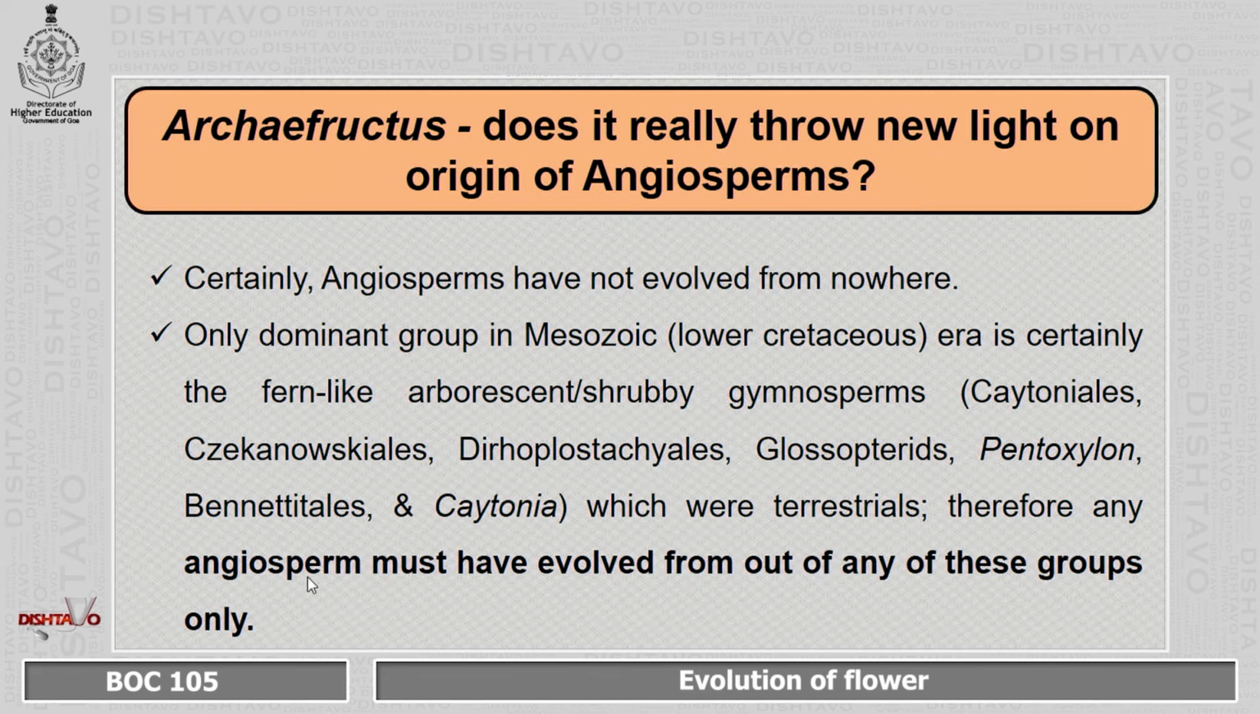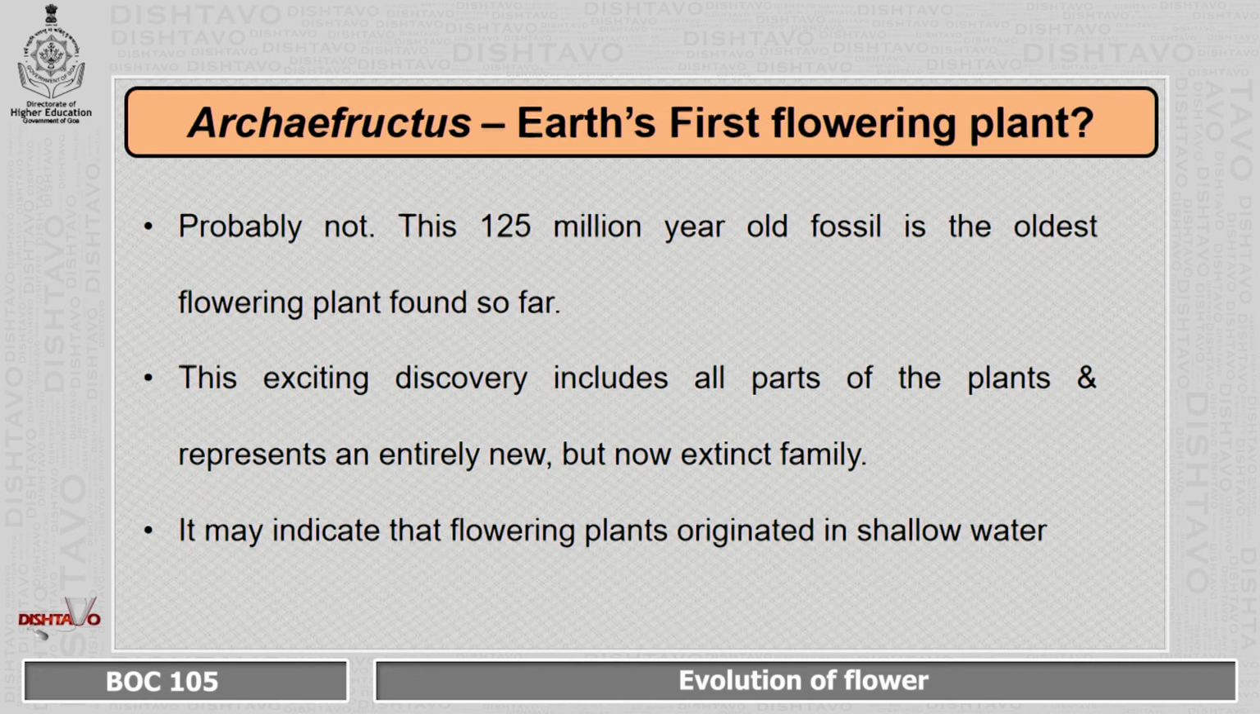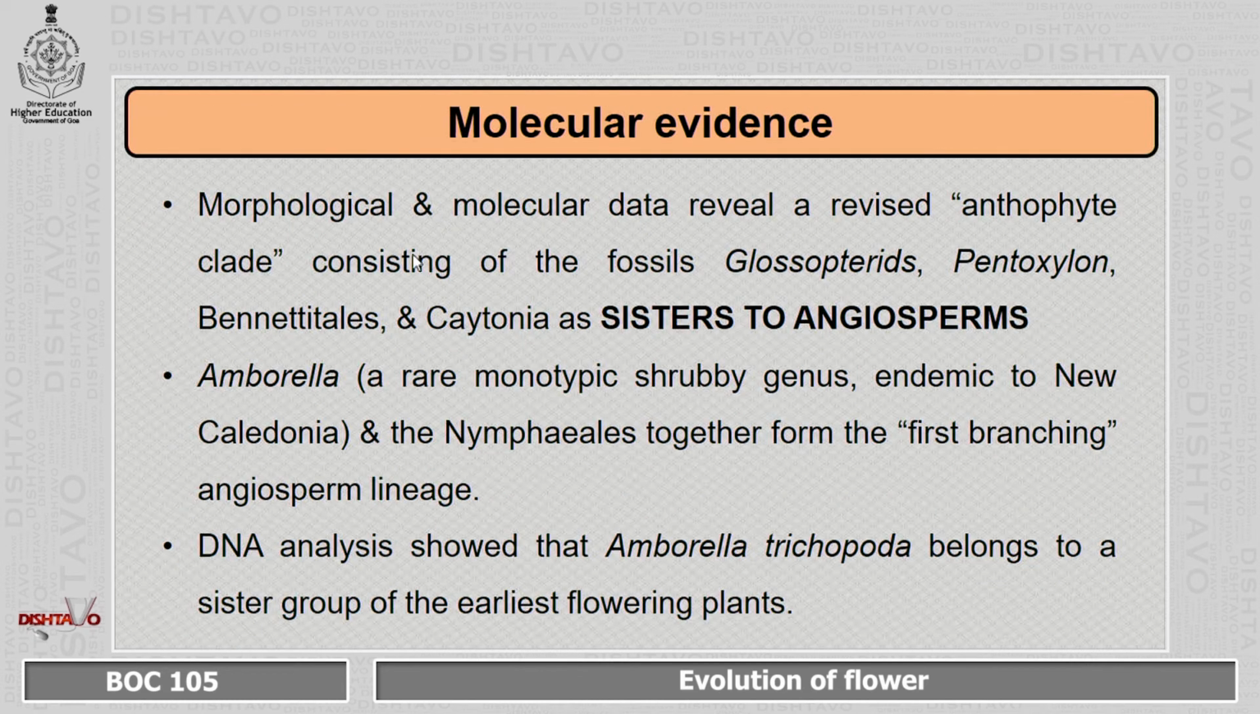Therefore, any angiosperm should have evolved out of one of these groups because they are closer in the geological time scale, and the basal angiosperms and the modern angiosperms must have developed from them. Molecular evidences. So far we have been talking about fossil records and morphological data, but molecular evidences combine the morphological data as well as the molecular data, and they revealed a revised anthophyte clade which consists of the fossils Glossopterids, Pentoxylon, Bennettitales and Gnetales, and refer to them as sister to angiosperms.